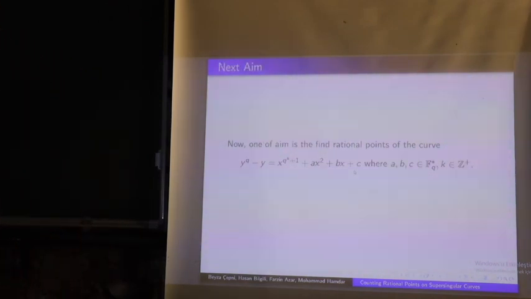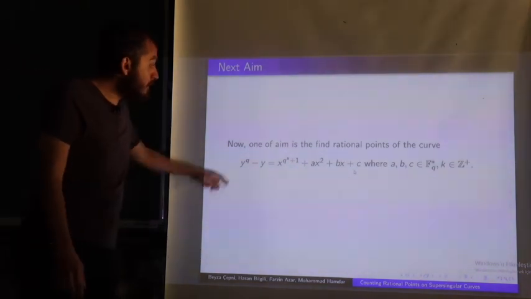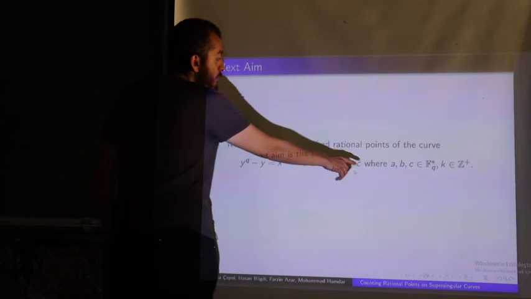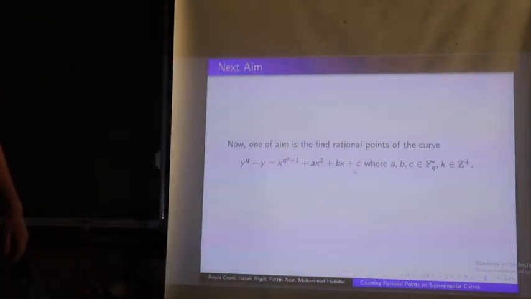One of the next aims is to find the rational points of the curve, as stated in here, where a, b, c are from F_q star, and k is a positive integer. These are references.